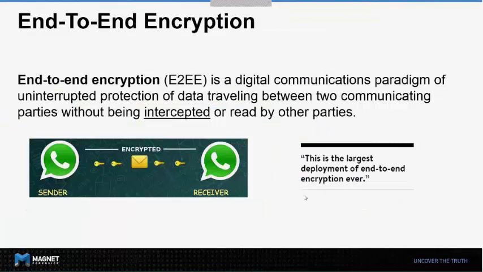WhatsApp was one of the first chat applications to implement end-to-end encryption. End-to-end encryption is a communication paradigm of uninterrupted protection of data. So when you're transferring data between two communicating parties and it's intercepted, end-to-end encryption ensures that it can't be read. WhatsApp is actually the largest deployment of end-to-end encryption ever in any industry because of their massive monthly active user base, which I said is about 700 million at the beginning of this year.